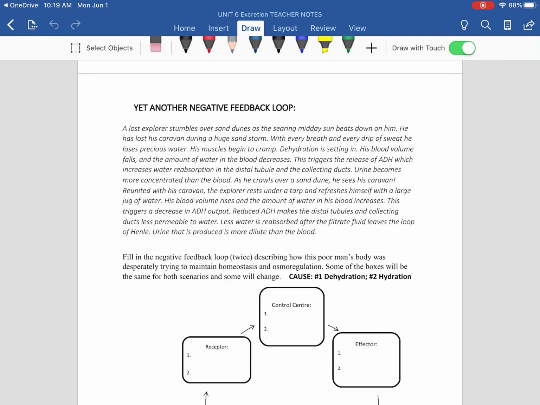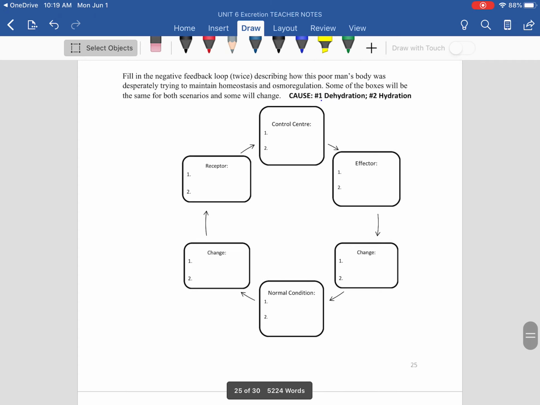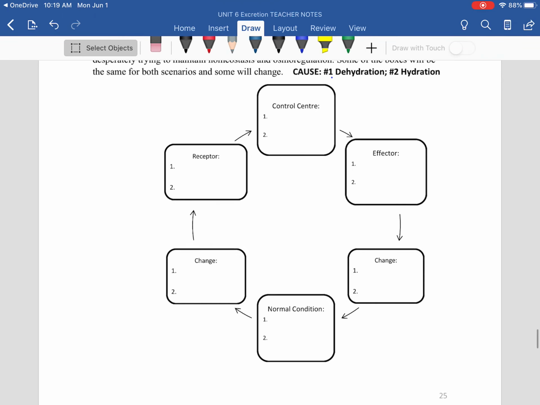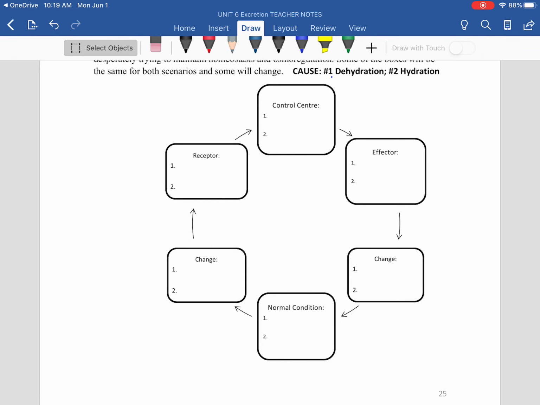All right, so we have to fill in this feedback loop, and we're going to be working through dehydration and hydration. A lot of the key things are actually in this paragraph, but I will review it as well. All right, so here we have it. I'm going to be using two different colors. I'm going to start with cause number 1, which is dehydration.